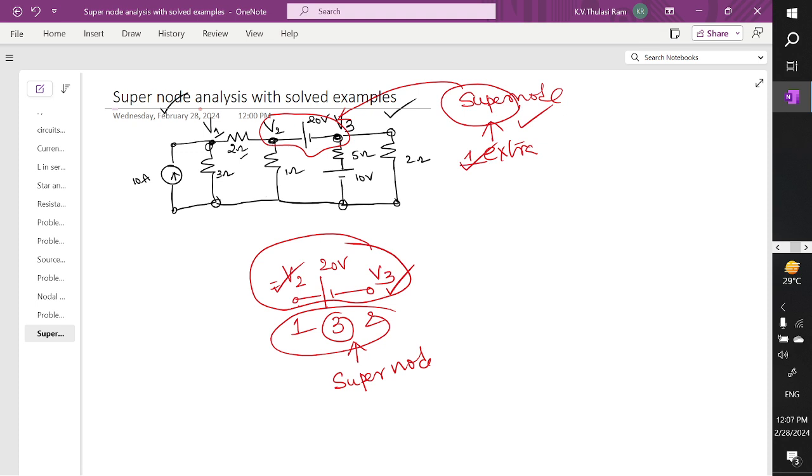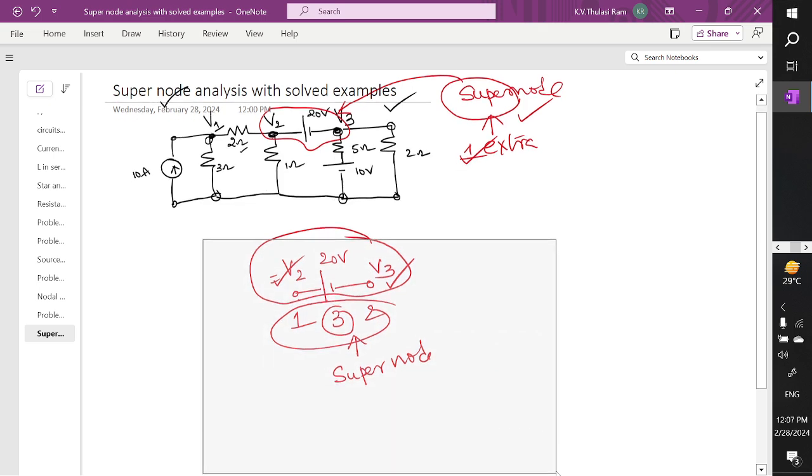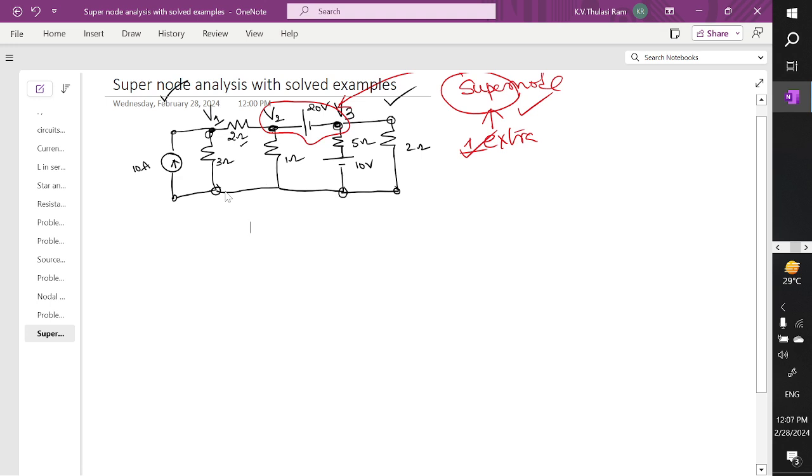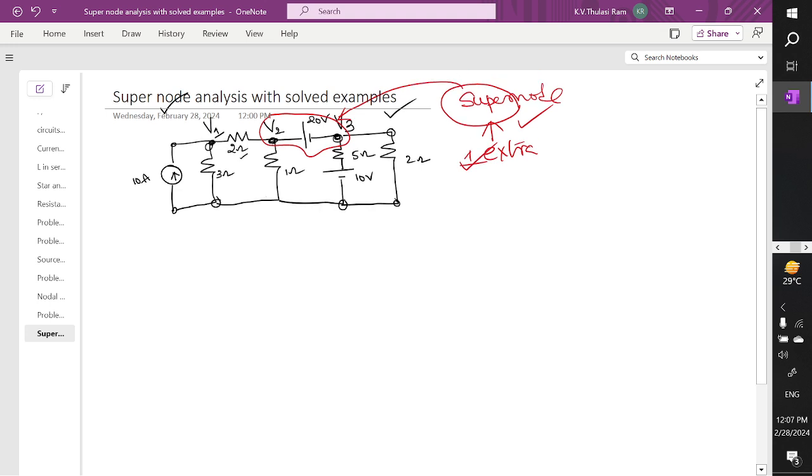Now let's try to use our analysis here to solve these problems. So coming here, let's try to apply nodal analysis at V1, nodal analysis at V2 and nodal analysis at V3, and automatically you can find out V1, V2, V3. Here the problem given is: apply supernode analysis for the 20 volts source and determine the current through the 5 ohm resistor. So he is asking us to find the current across this 5 ohm resistor.